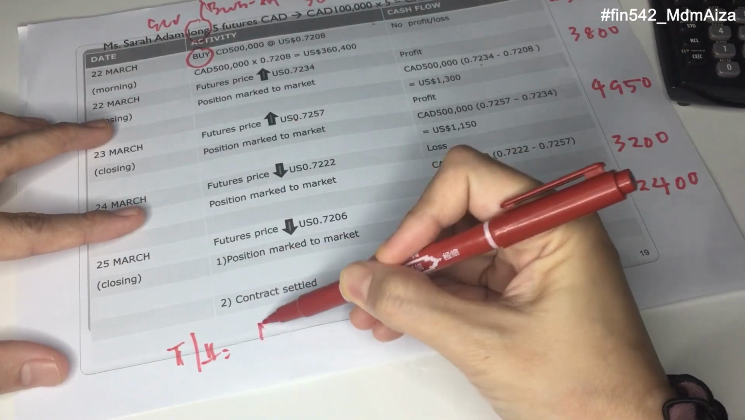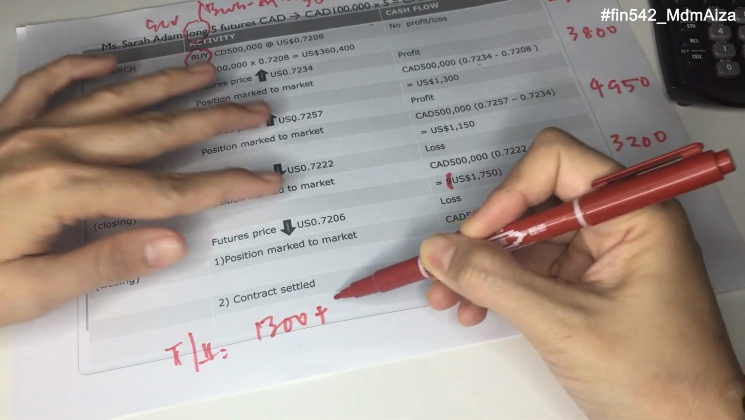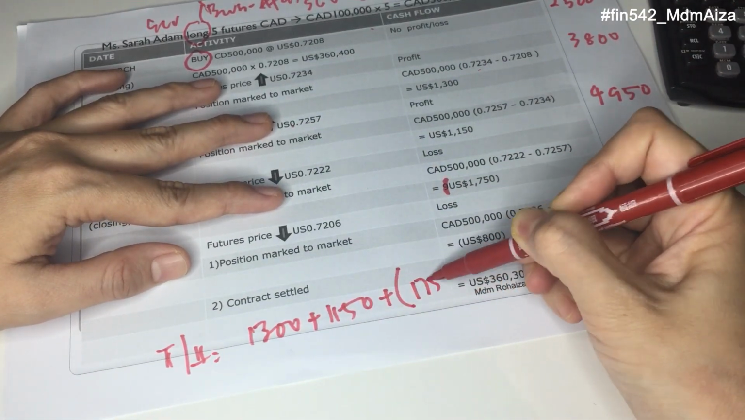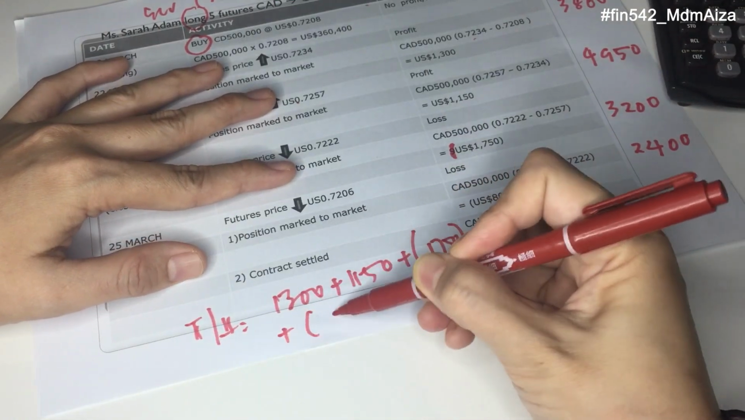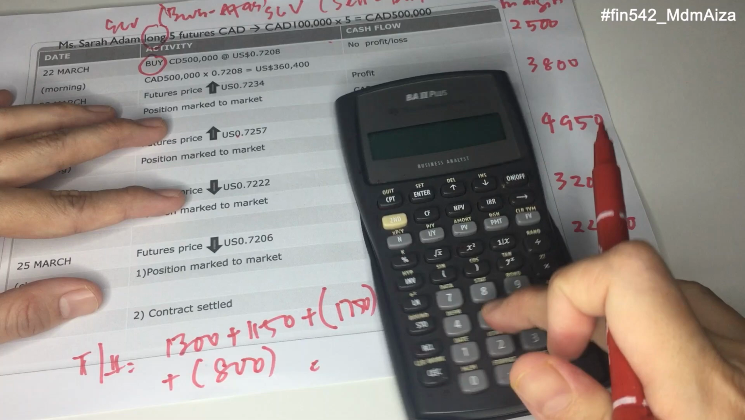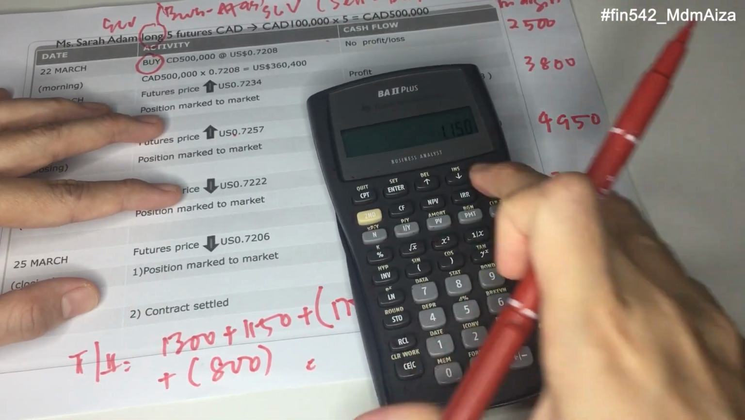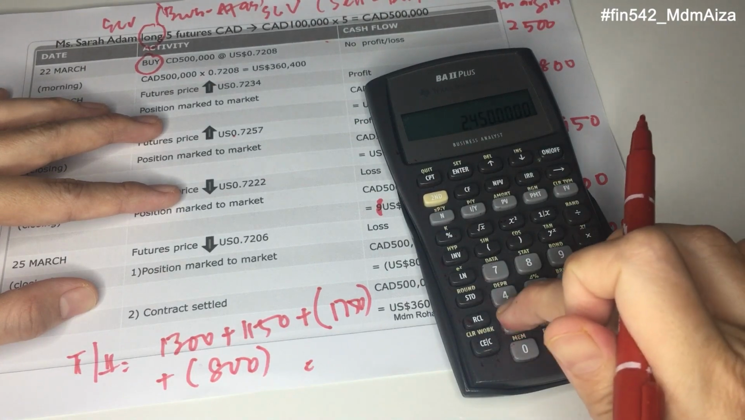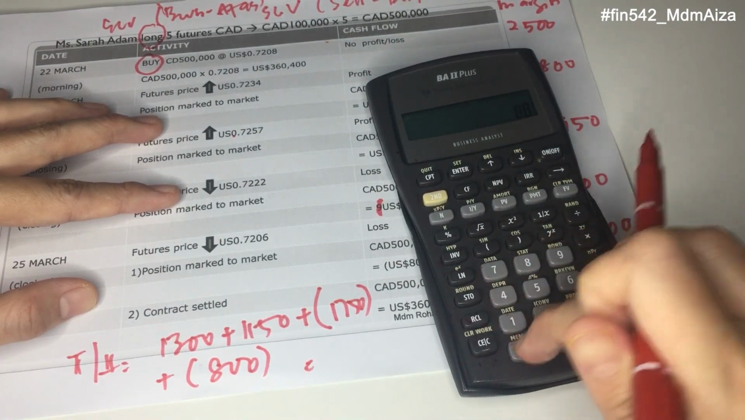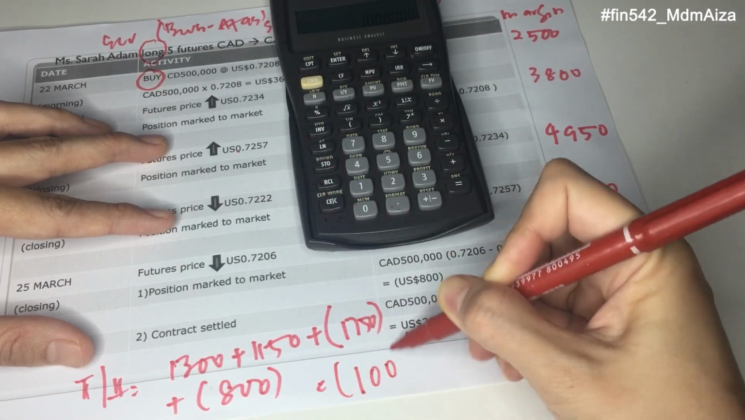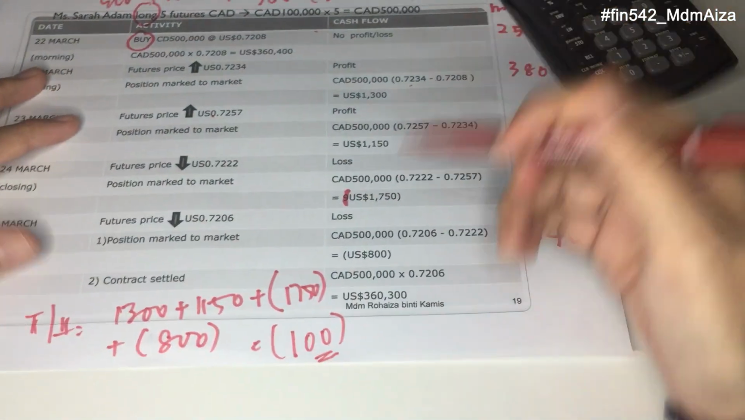1,300 plus 1,150, plus negative 1,750, and then plus negative 800. We calculate 1,300 plus 1,150, minus 1,750, minus 800, and then we get a loss of 100. Okay, a loss of 100.